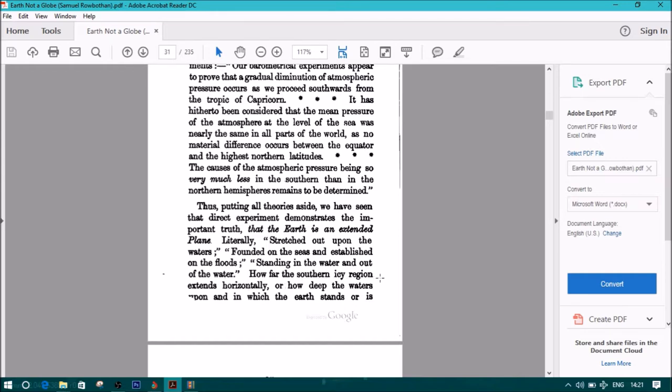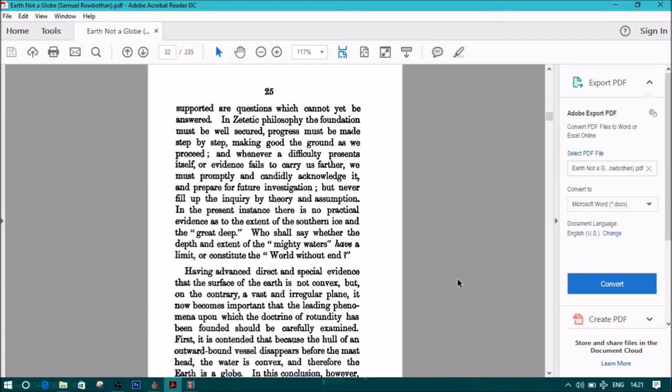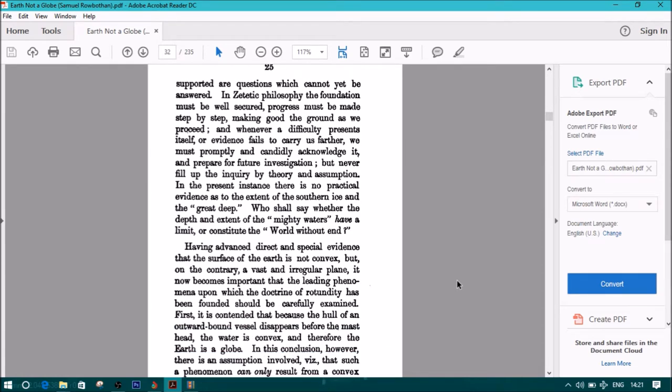How far the southern icy region extends horizontally, or how deep the waters upon and in which the Earth stands or is supported, are questions which cannot yet be answered." And I'll note, even in 2015, there are places of the oceans we've never mapped the floors.